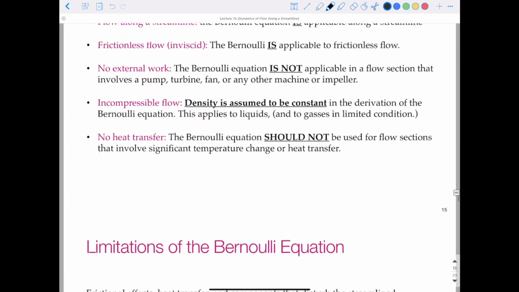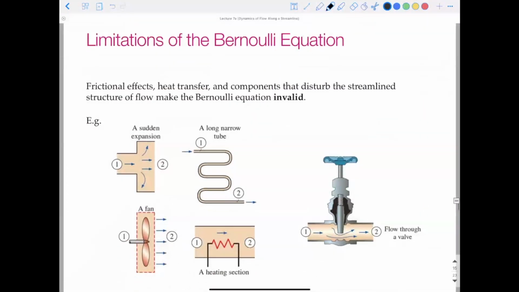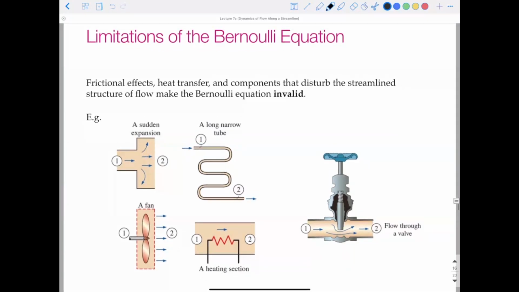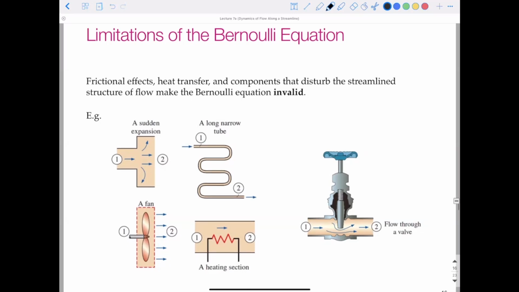So why can't we consider frictionless effects? So frictionless effects, heat transfer, and components that disturb the streamline structure of flow make the Bernoulli equation invalid. Examples of this would be the top left here, a sudden expansion. So we no longer have steady flow in that region, and so it breaks down, we can't use it. There's too many losses, energy loss in a system like this.